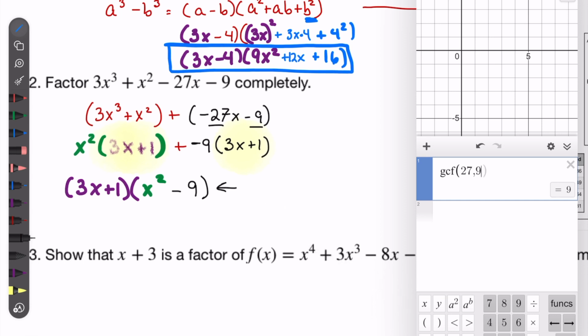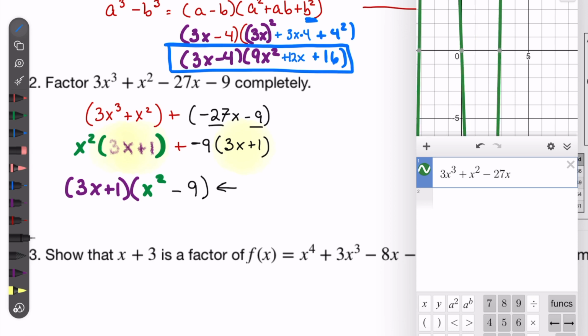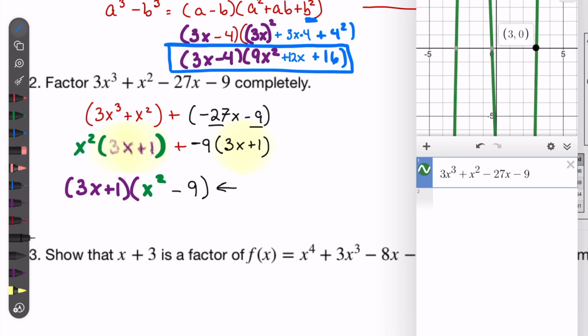But if I look at this graph here real quick, 3x cubed plus x squared minus 27x, there we go, minus 9. We can see it's got 1, 2, 3 solutions, but I only have 2 factors here. And I see those other two solutions, the -3 and +3. I'm thinking this thing probably factors more. In fact, I know it does.